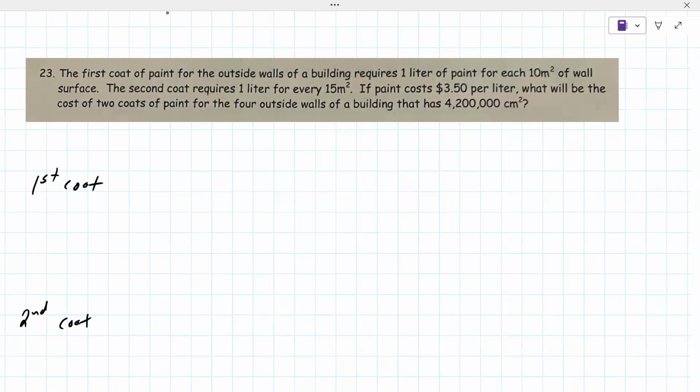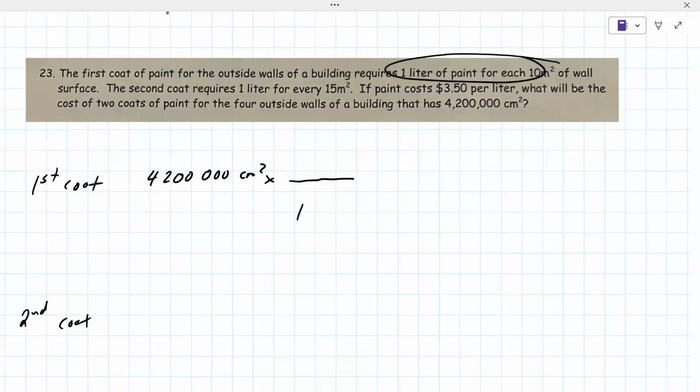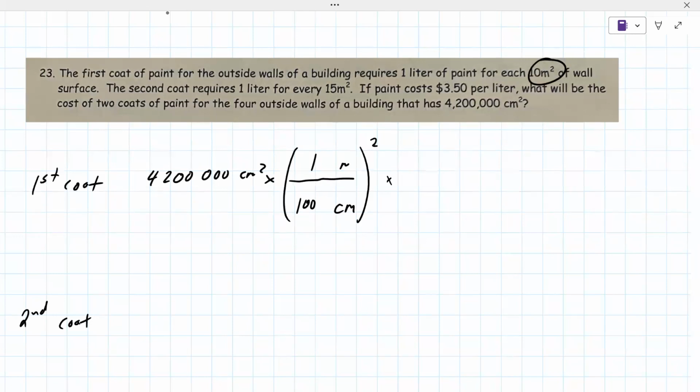Okay, so just to be clear, you want to do the first coat, the second coat, and then add the results together. They both start with a building that's 4,200,000 centimeters squared. We need to go from centimeters to meters because this is in meters squared. We know that there are 100 centimeters in 1 meter. We need to square that, so that'll cancel with that. And then we know that 10 meters squared is 1 liter, so meter squared cancels meter squared. We still have to square this down here.